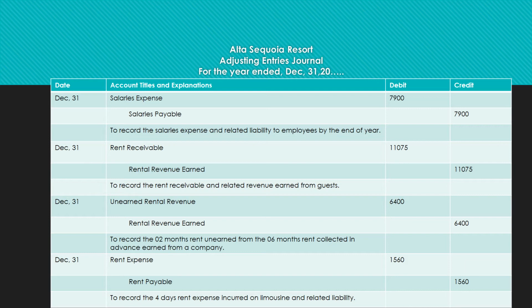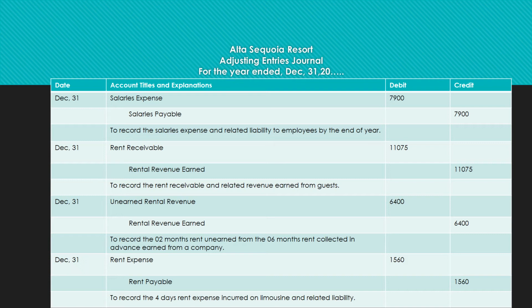So 13 days rent expense will be 120 multiply 13, it will be 1,560. So we have to show that rent expense of limousine, 13 days rent expense, into books of accounts on December 31st. So first title of account will be rent expense 1,560. As rent is an expense, increase in expense is recorded by debit.